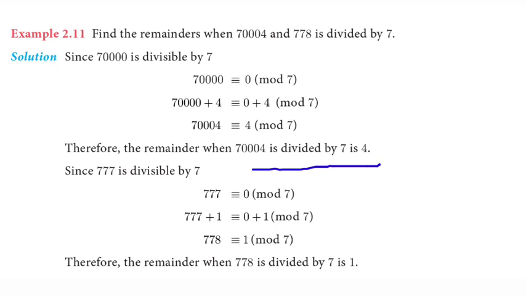Since 778 is not divisible by 7, we reduce the value by one. 777 is divisible by 7, the remainder is 0. Here A equals 777, remainder B equals 0, mod 7, that is N. So 777 is congruent to 0 mod 7. We find the remainder of 778. Adding 1 on both sides, we get 778 is congruent to 1 mod 7. The remainder when 778 is divided by 7 is 1.